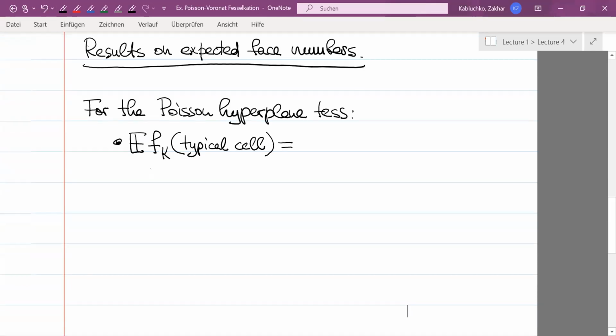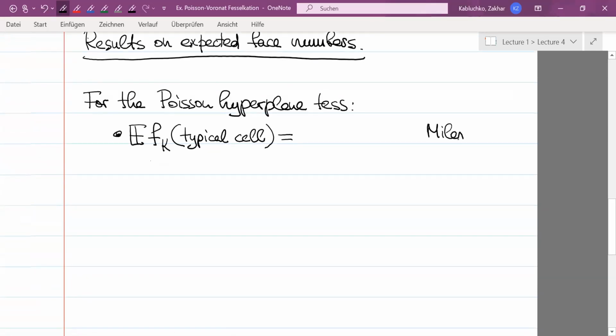it was shown by Miles in the 1960s that it has the same expected number of faces as the unit cube. So it is just f_k of the unit cube in the same dimension.